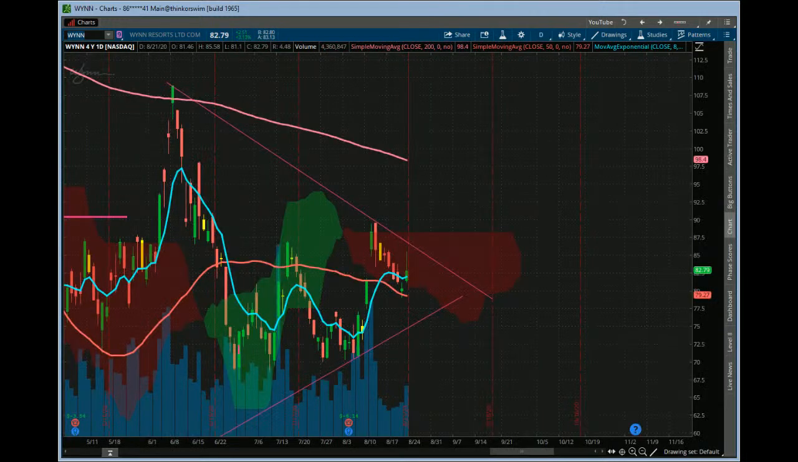Let's take a look at Win. Again, just kind of chopping around there. It's in this triangle area, upper shadow within the daily cloud. So good stuff there.